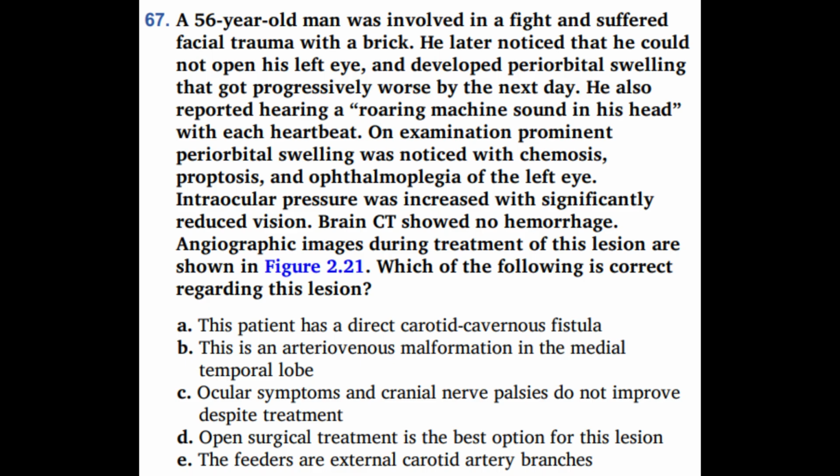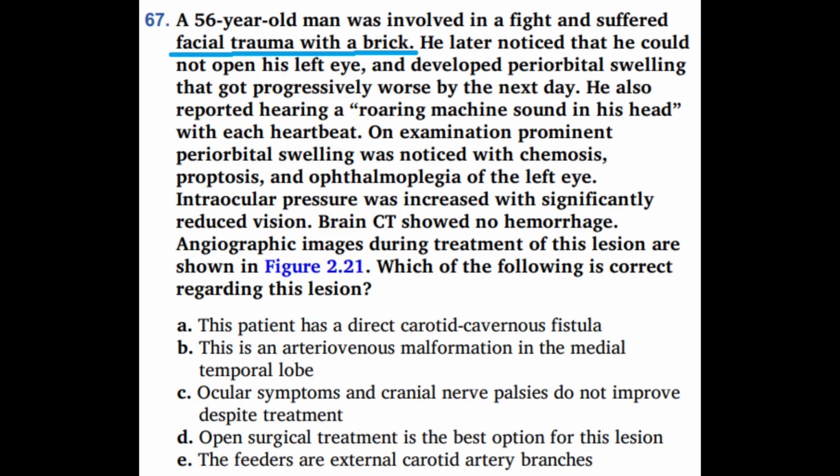Which of the following is correct regarding this lesion? A. This patient has a direct carotid-cavernous fistula. B. This is an arteriovenous malformation in the medial temporal lobe. C. Ocular symptoms and cranial nerve palsies do not improve despite treatment. D. Open surgical treatment is the best option for this lesion. And E. The feeders are external carotid branches. What do you think? Let's paint the picture.